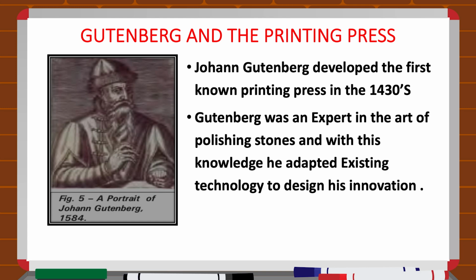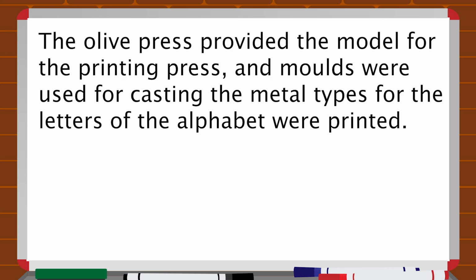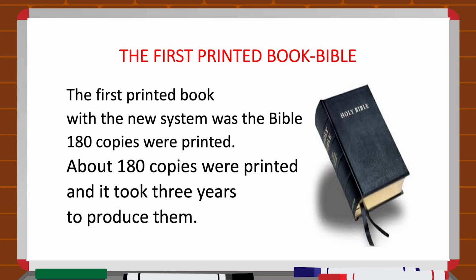Gutenberg was an expert in the art of polishing stones, and with this knowledge, he adapted existing technology to design his innovation. The olive press provided the model for the printing press, and molds were used for casting the metal types for the letters of the alphabet that were printed. By 1448, Gutenberg perfected the system. The first book he printed was the Bible.